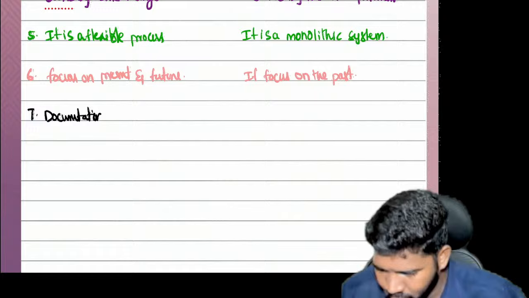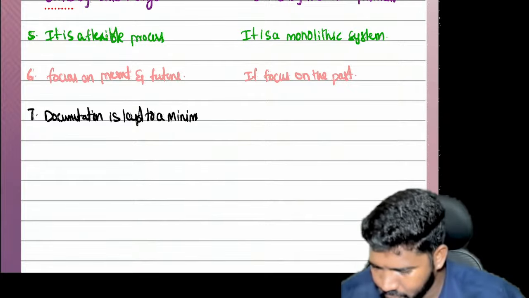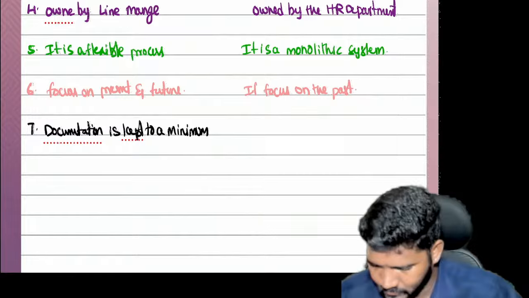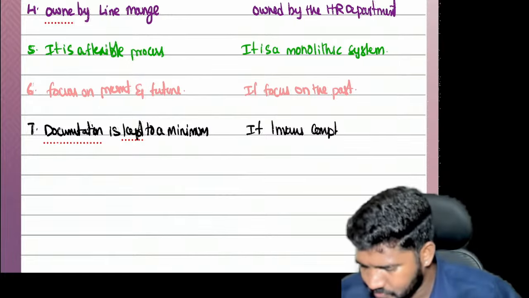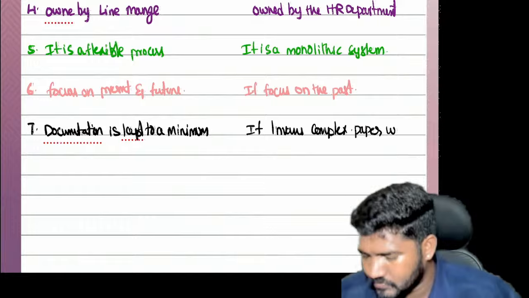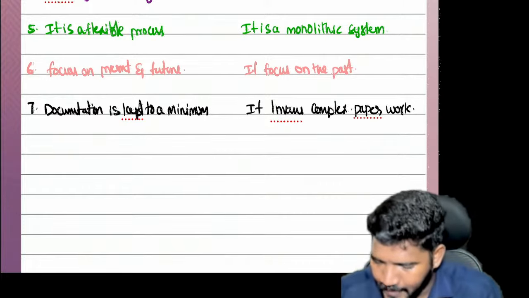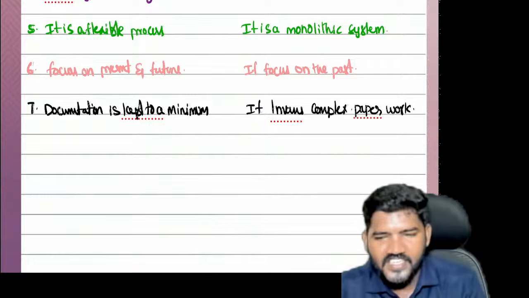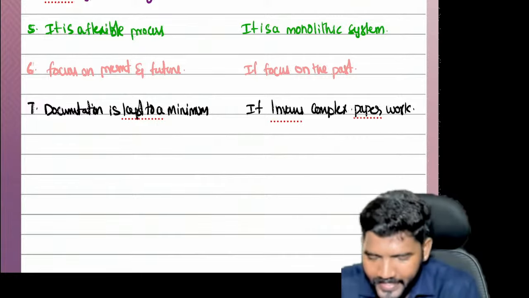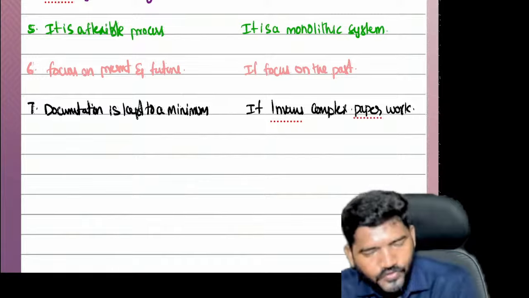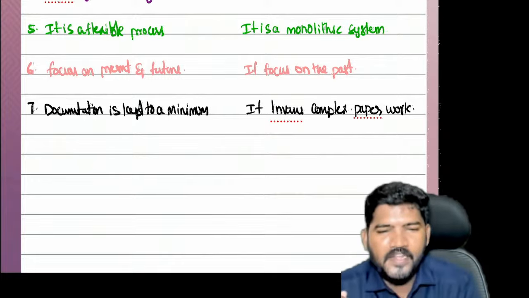Next, documentation is kept to a minimum. It involves complex paperwork. When documentation is kept to a minimum, it means there is only a discussion between the line manager and the employee. They will give some guidelines about their future growth. That's why there is no paperwork; only discussions are happening in performance management.